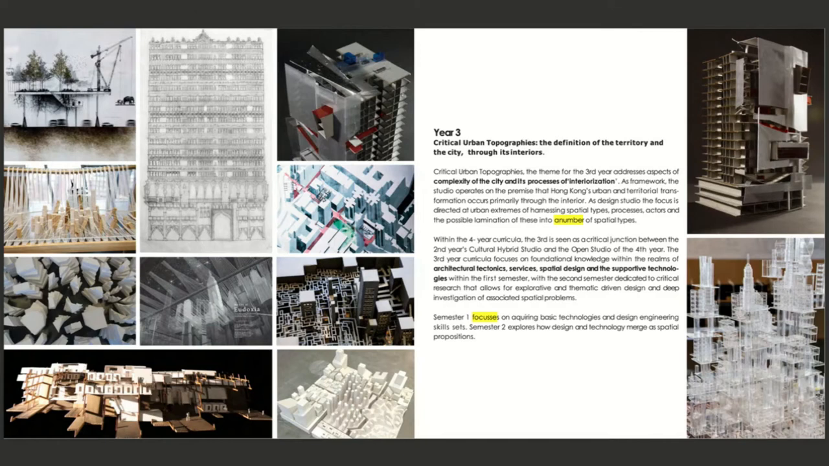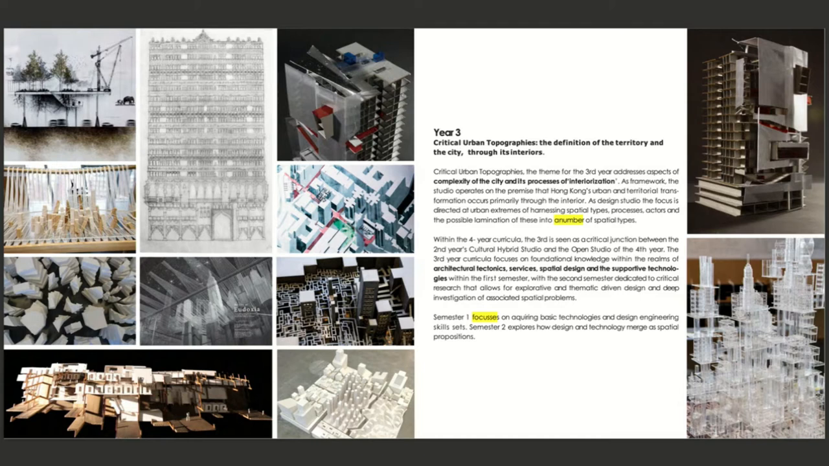So in year three, we will give them a broader context, larger scale, and more complex programs to consider. So basically, this is a year three starting point, a journey that you can enter together with us. So you will get into this program here. And this is a studio called Critical Urban Typographies. The definition of the territory and the city through its interiors.